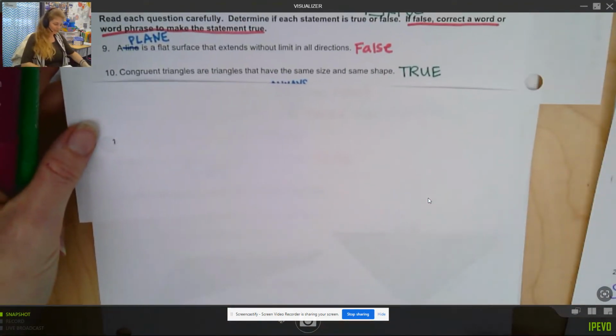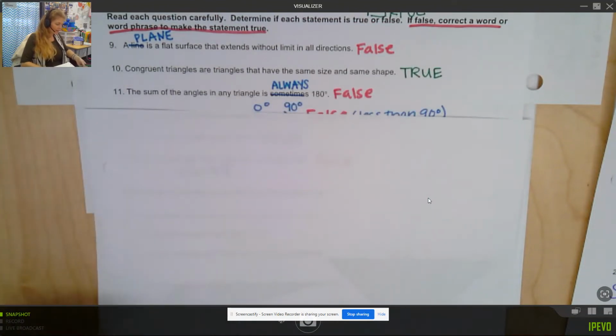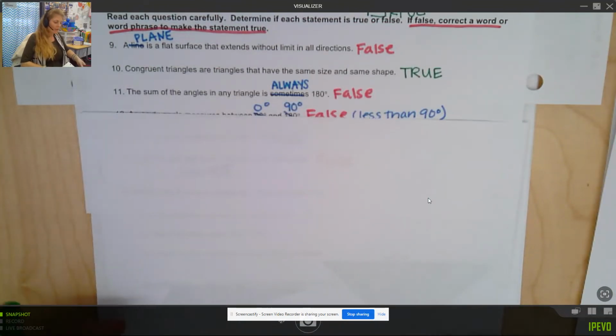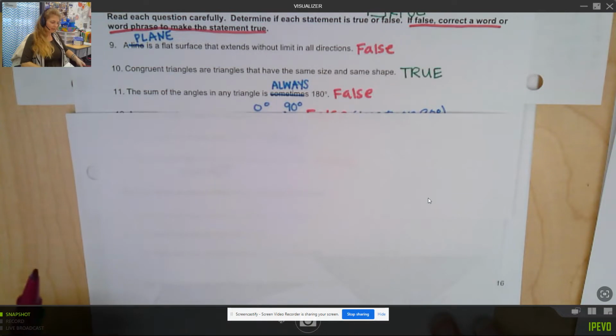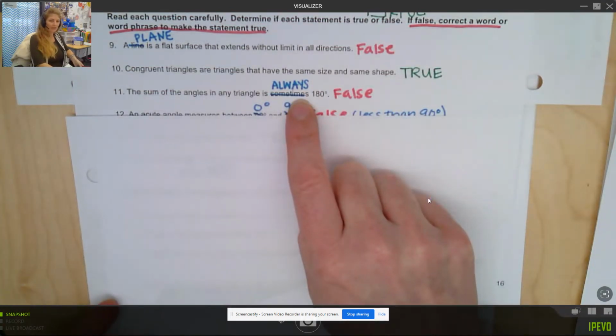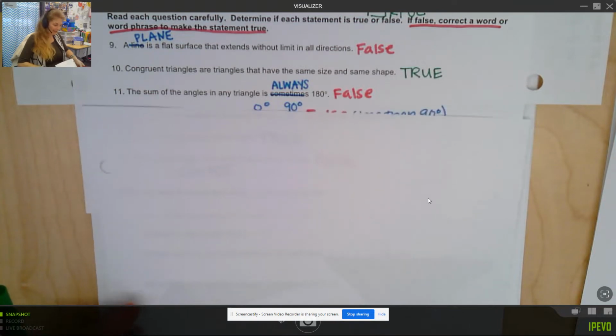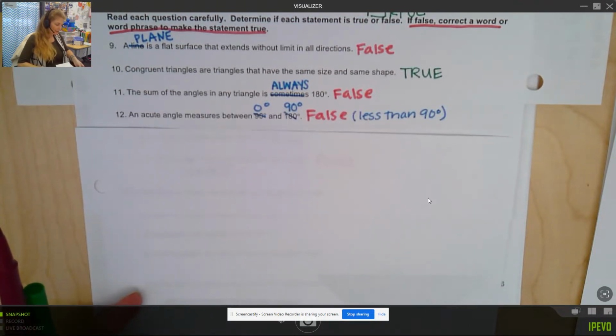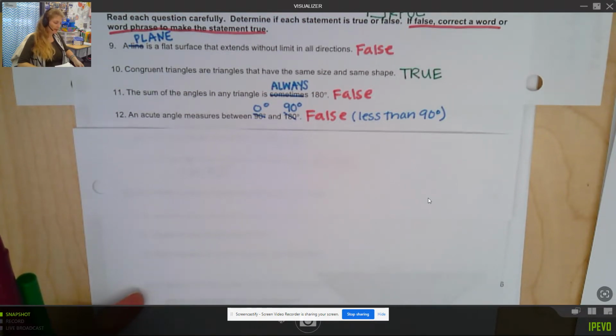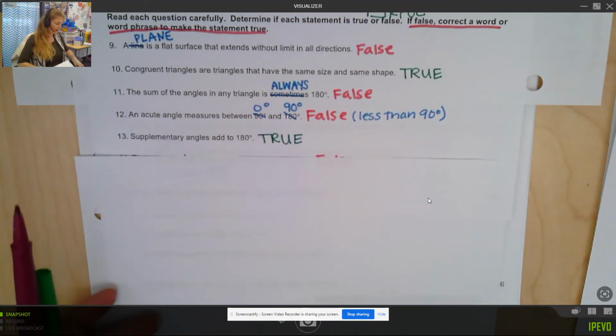Okay, let's see how you did. The next one, the sum of all the angles in a triangle is always 180. So that is a false statement because they said sometimes. So cross out sometimes and put always. We're going to be proving that today in our activity. The next one says an acute angle measures between 90 degrees and 180 degrees. Well, that's false because we know acute angles are between 0 degrees and 90 degrees.